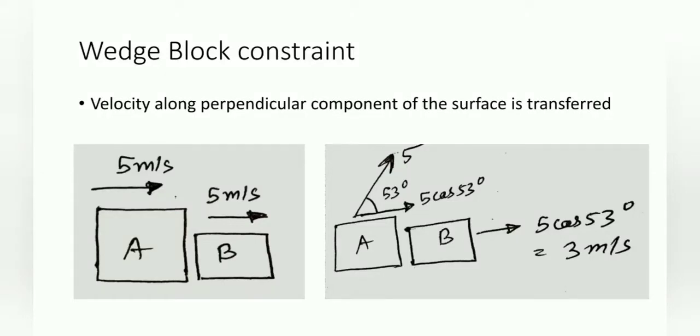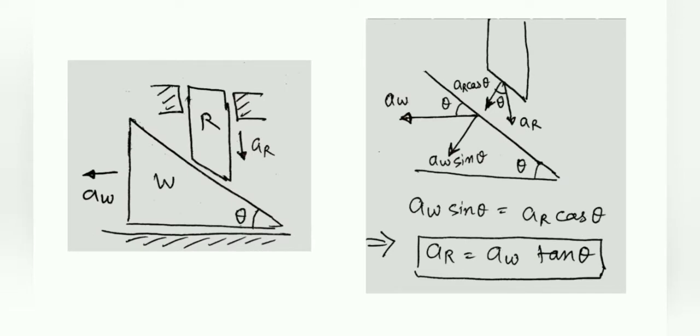Hello friends, this is part 3 of the constraint series and today we are going to learn about the wedge block constraint. In the case of wedge block constraint, we will be given a wedge and a block, and we have to find the velocity of the block and the velocity of the wedge, or the acceleration of the block and the acceleration of the wedge, and the relation between them.